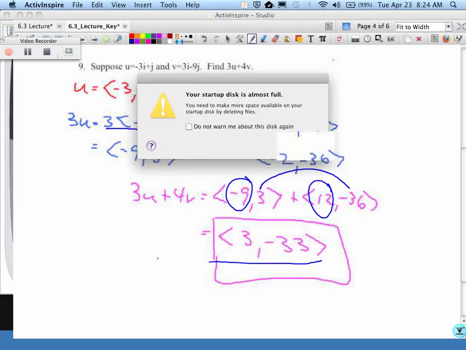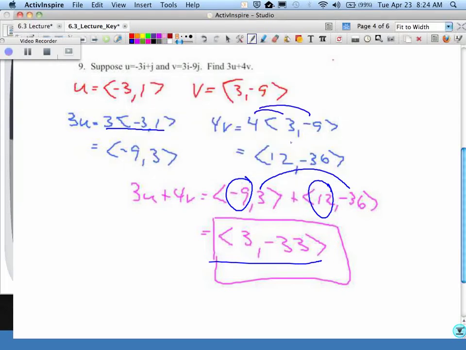Some of you might have written it in the other form. They're the same coefficients, so I really don't care what form you write it in when you're in these problems. Okay? Got it.